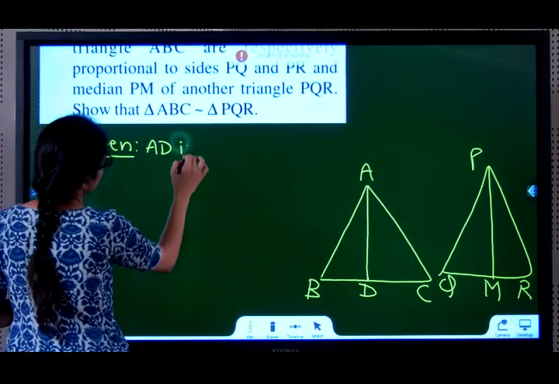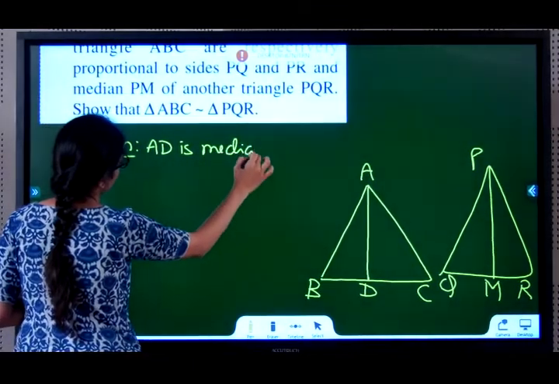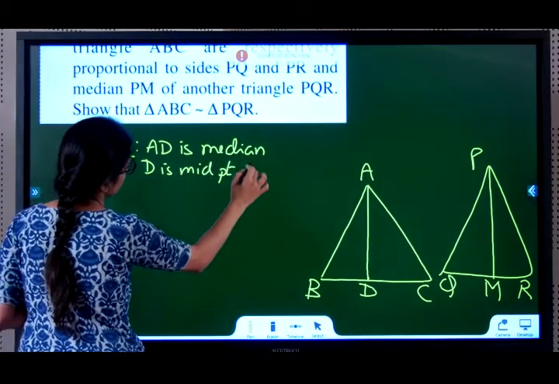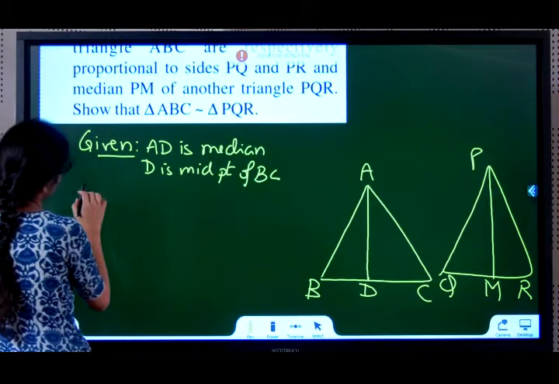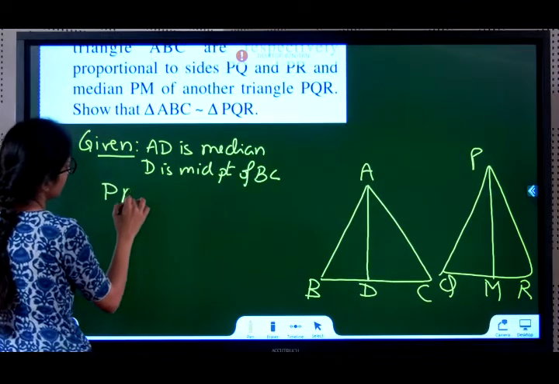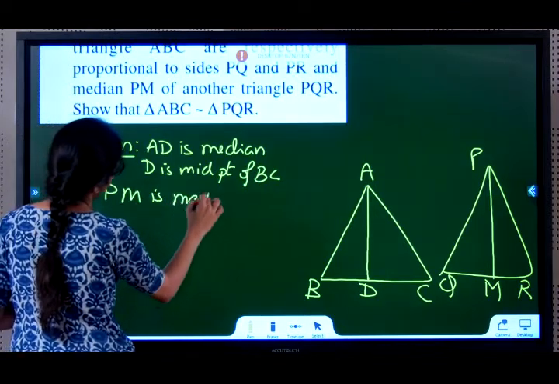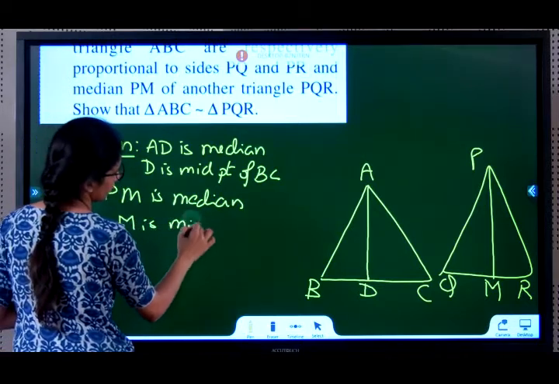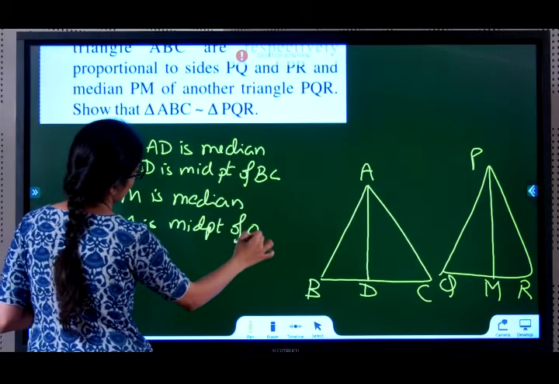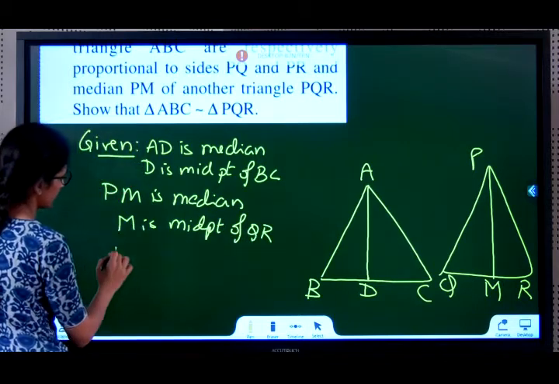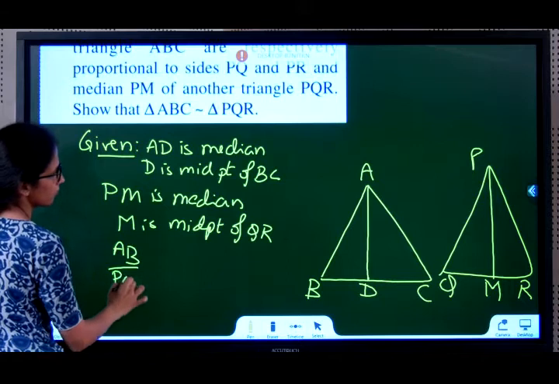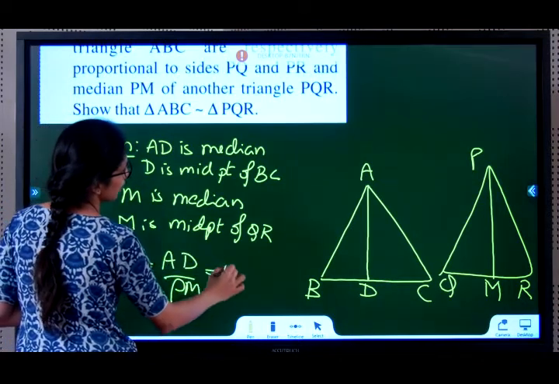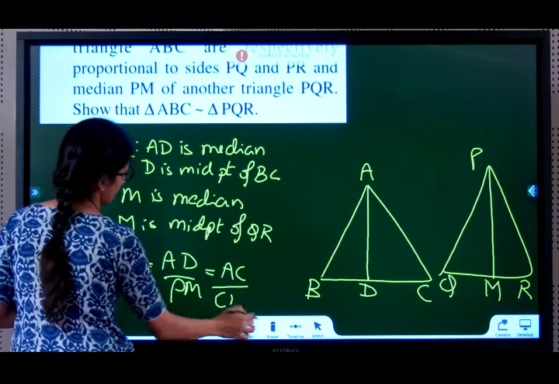AD is the median. So we can say D is the midpoint of BC. And it is also given that PM is the median. So we can say M is the midpoint of QR. The other thing that is given is AB by PQ is equal to AD by PM equal to AC by PR.